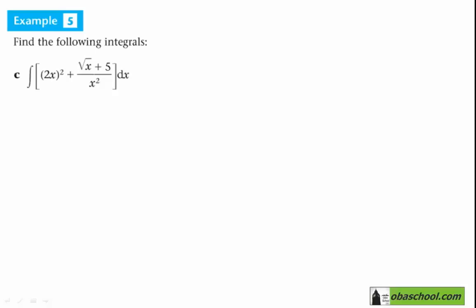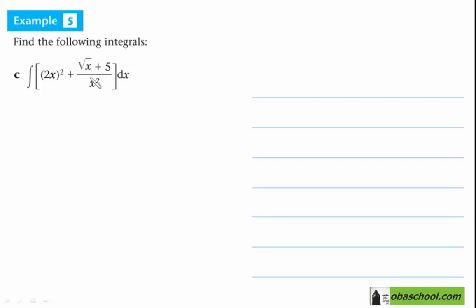This tutorial is a continuation of the previous tutorial, where we are going to continue with example 5 part C. In this part we are going to find the integration of ((2x)² + (√x + 5)) / x² with respect to dx. As you can observe, we have to work out a little bit inside the big bracket so we can make it more familiar for integration.